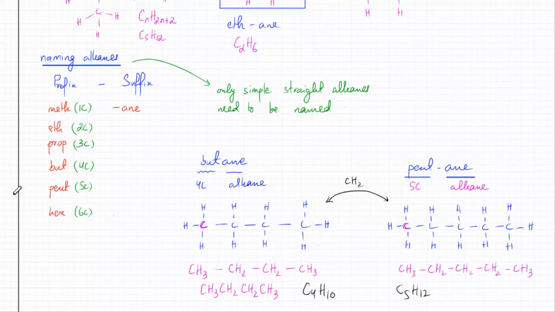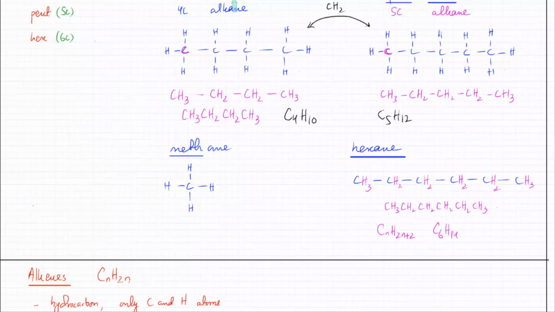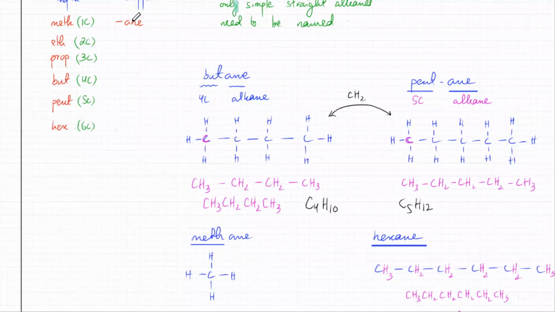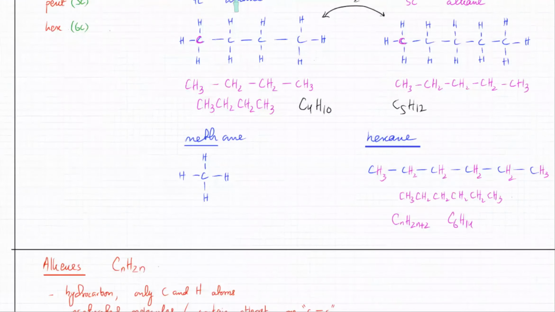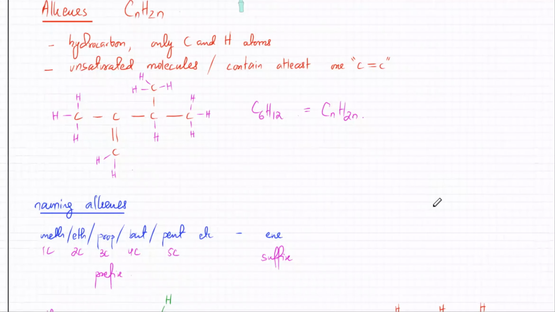5 carbon atoms, that's pent, and the suffix would be ane. This is how you're going to name one carbon atom, that's meth, according to this list, and the suffix is ane. 6 carbon atoms is hex, followed by ane. So this is hexane. In alkenes, you pretty much follow the same rule, except that alkenes are not saturated.